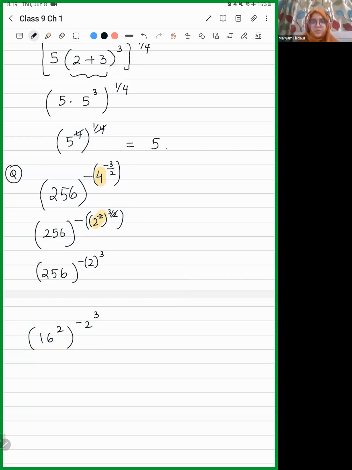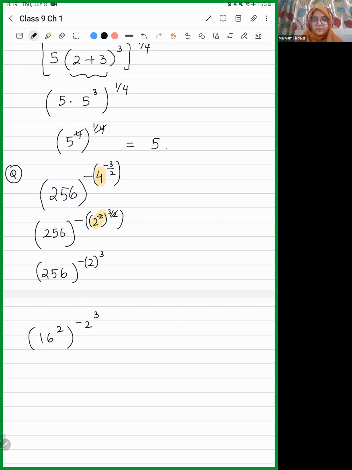Just a minute. You see, we can't cancel it. Why? Because this minus 2 is not in the denominator, and it's not being subtracted. It's not 2 minus 2. Yes, ma'am.